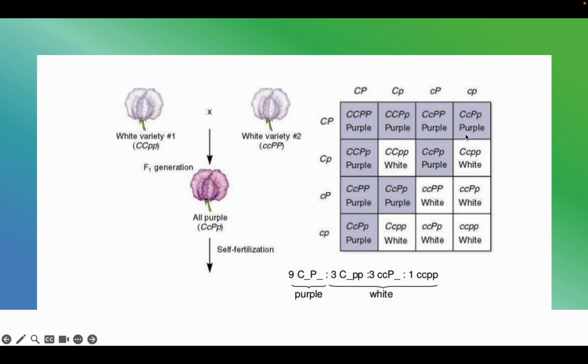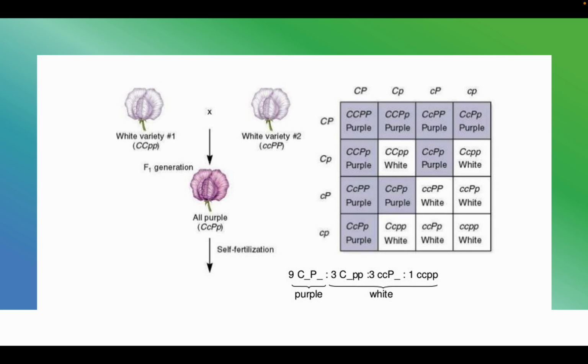So complementary means we require both genes to have a dominant allele to produce the purple color. Otherwise, we get white color. This is complementary gene action, and the ratio is 9 purple to 7 white flowers. I hope this is clear.